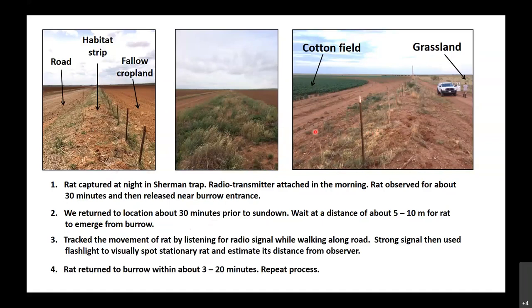So eventually, we would get fixes on rats that were relatively stationary for maybe anywhere from 10 or 15 seconds up to a few minutes, engaging in natural foraging behavior, and then they would return to their burrow. So typically they weren't out foraging for more than just a few minutes, occasionally as long as 20 minutes, after which time, again, they returned to the burrow, and then we would essentially repeat this process where we wait for them to come back out again.